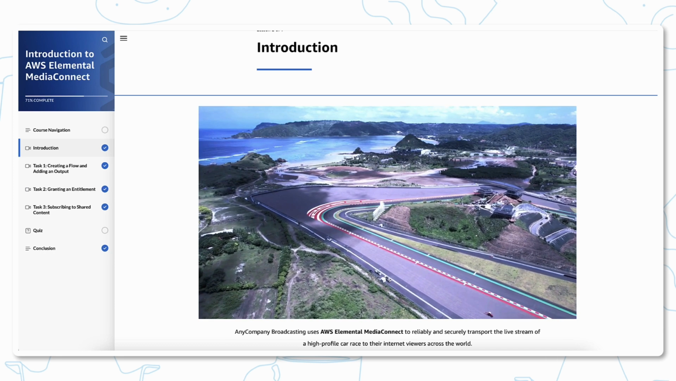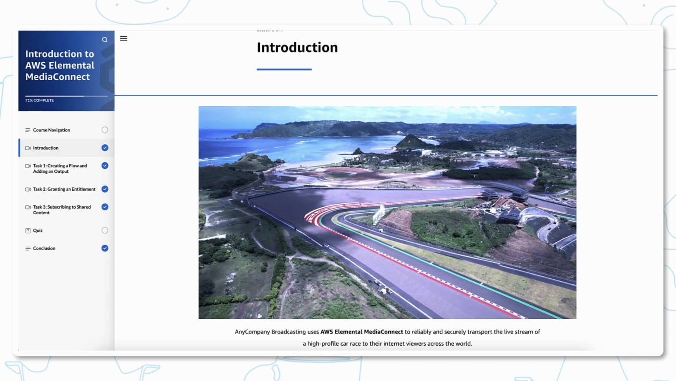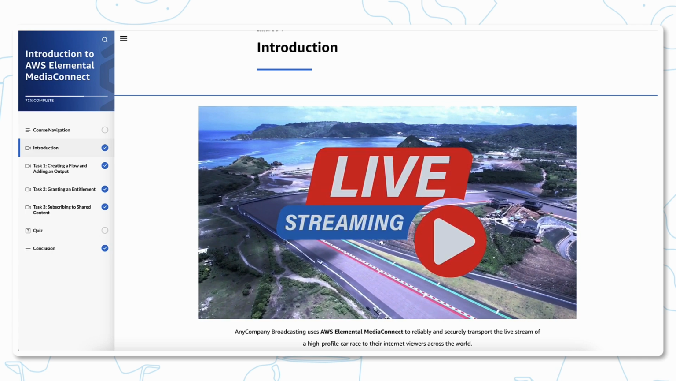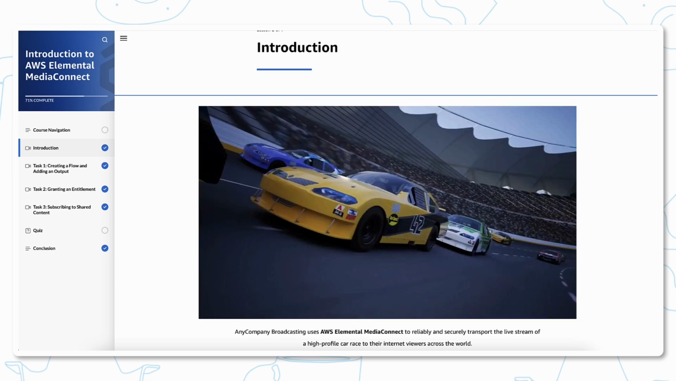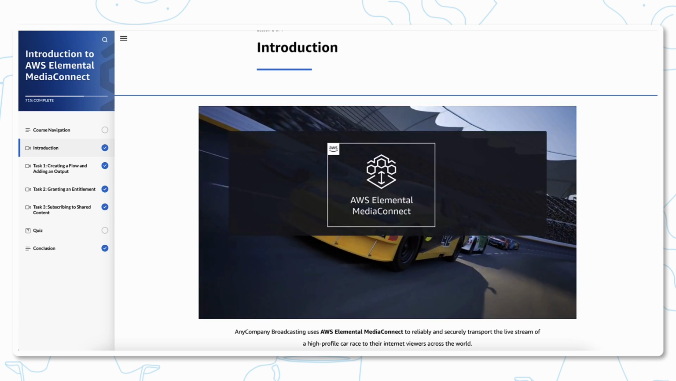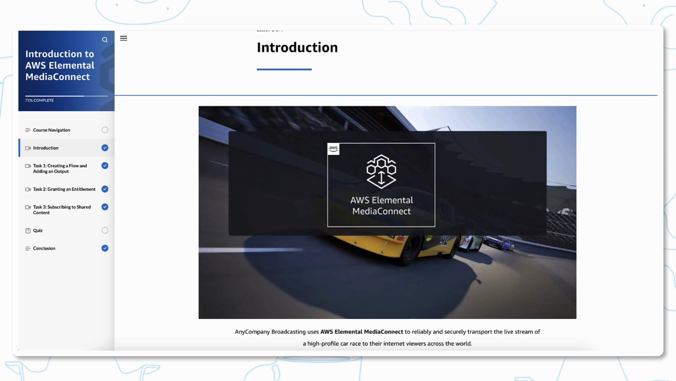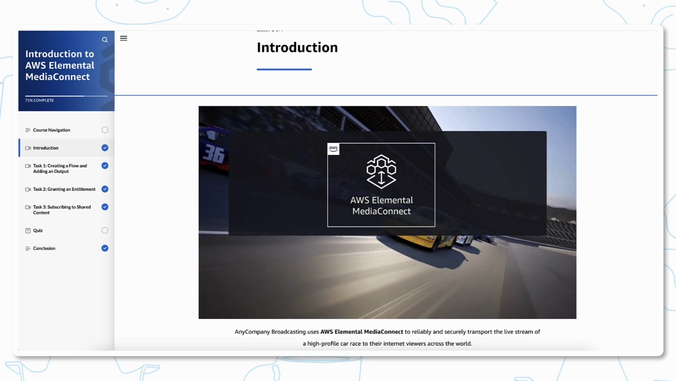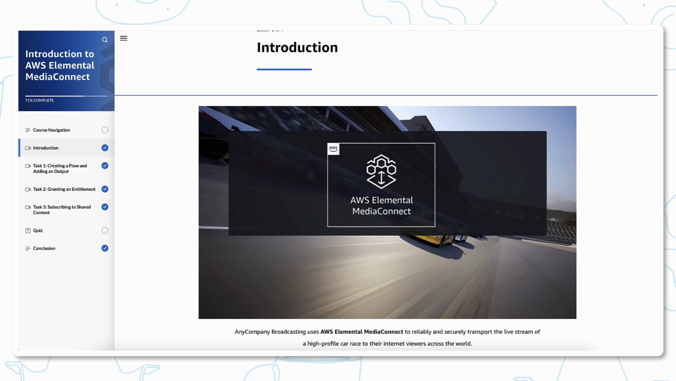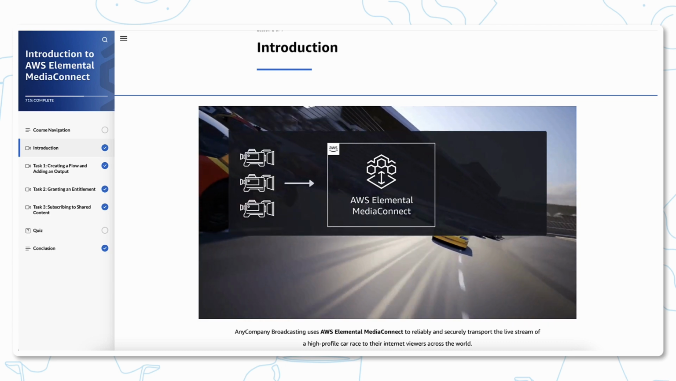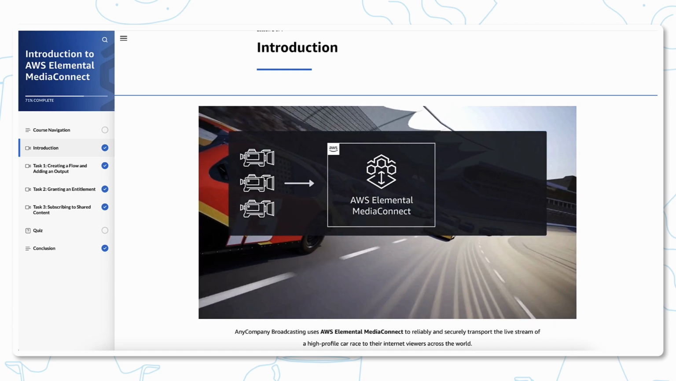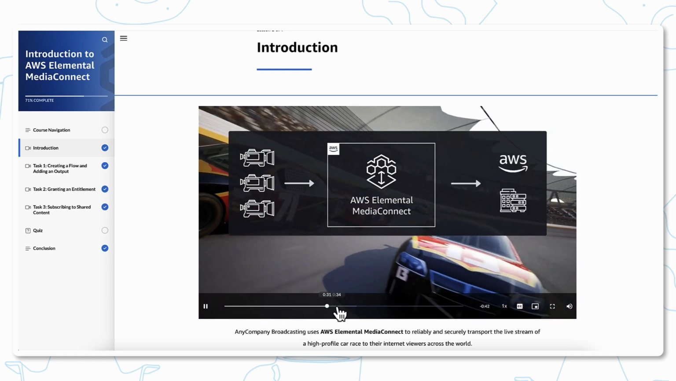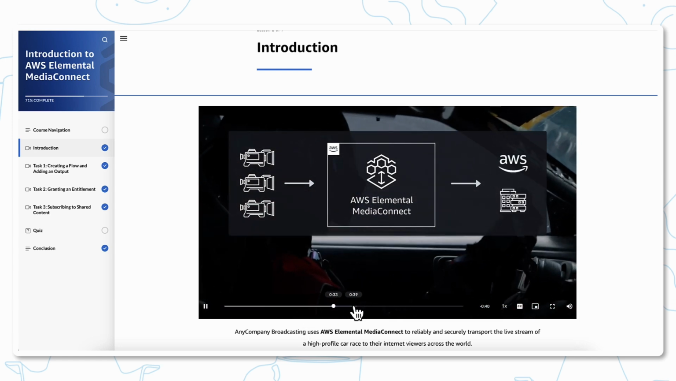Welcome to the world of high-speed auto racing. Today, any company broadcasting is live streaming the most exciting race of the year to viewers around the globe. We are using AWS Elemental MediaConnect, a high-quality live video transport service to give our viewers the best possible experience watching the race. MediaConnect reliably ingests the live video from all of our cameras into the AWS cloud. Then it distributes the video to multiple destinations.